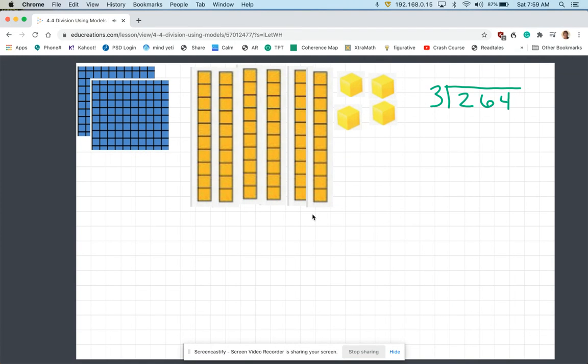We have 3 goes into 264, or 3 groups of 264 total. Or you could say 264 divided by 3, which is the most common one. So think to yourself, how many groups am I going to make?